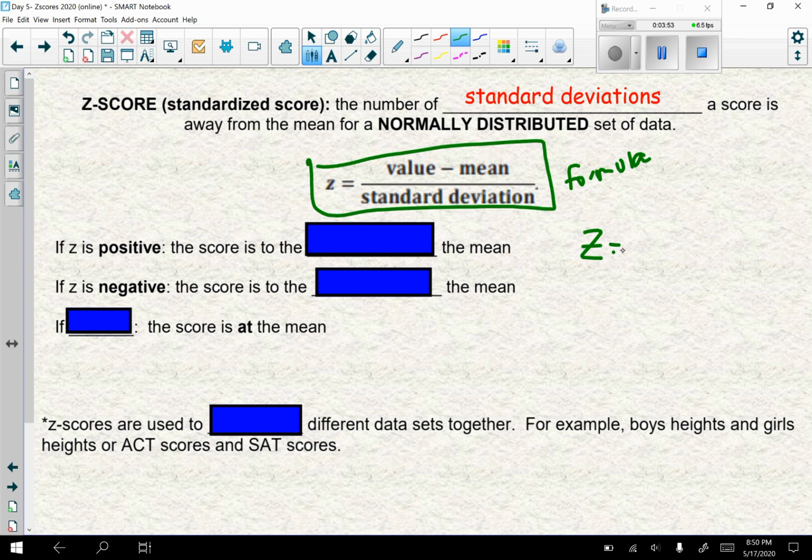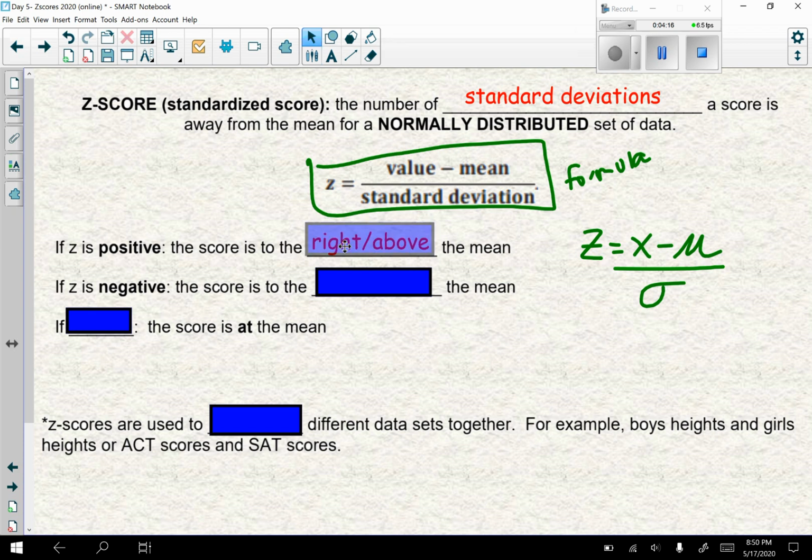So in symbols, a lot of times if you move on to AP statistics or other higher level math courses in college, z equals x minus mu over sigma. X is your value, mu is your mean, and sigma is your standard deviation. So if your z-score is positive, that means the score is to the right or above the mean. If z is negative, the score is to the left or below the mean. And if z equals 0, the score is at the mean.